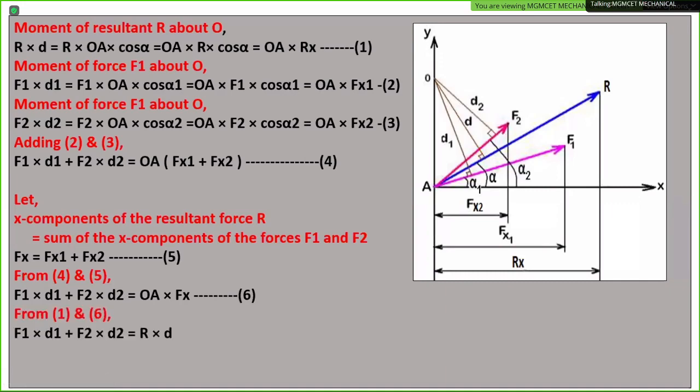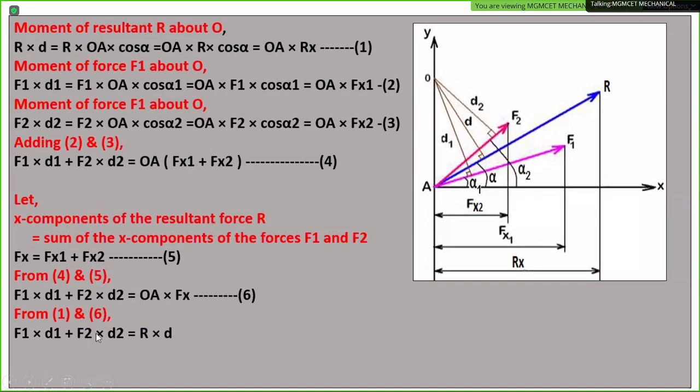So from 1 and 6 मुझे क्या आ रहा है? Moment of the resultant is equal to OA into Fx, and 6 is what? OA into (Fx1 plus Fx2). Fx1 plus Fx2 is nothing but Fx here, vector addition.